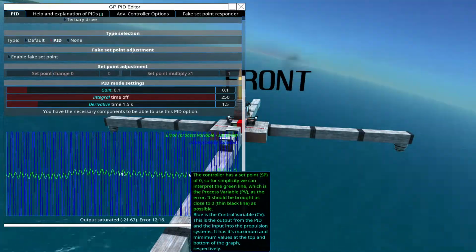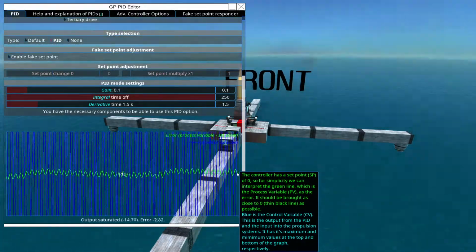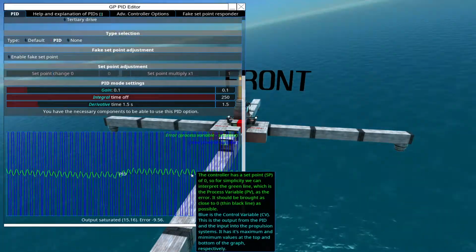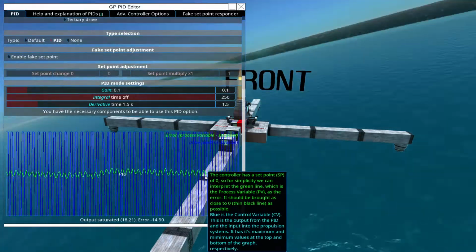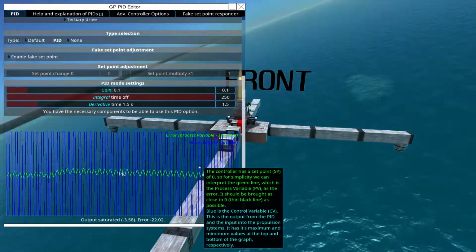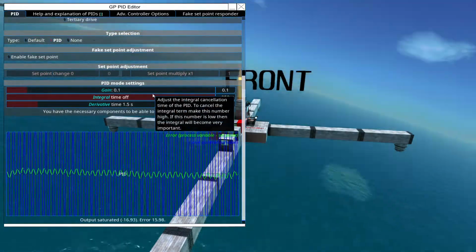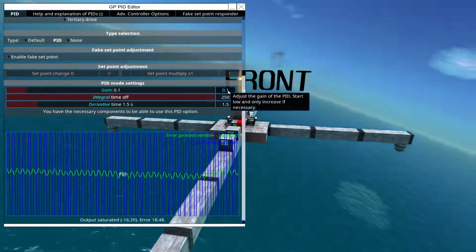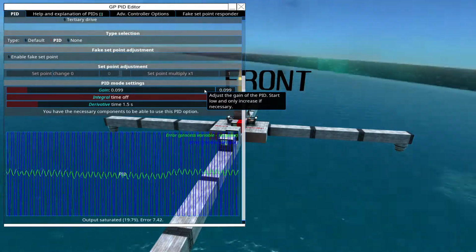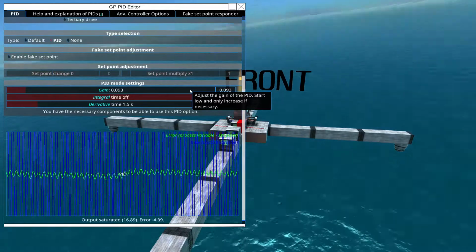Yeah, this is what we see here. The green line shows the error. So as you can see, when the error increases, our drive increases as well. So when the error becomes bigger, so the angle we are rotated, these thrusters increase their thrust. And the gain now sets in the PID how aggressive the PID behaves. So if I just slowly start decreasing the gain, we should see this blue curve dropping.